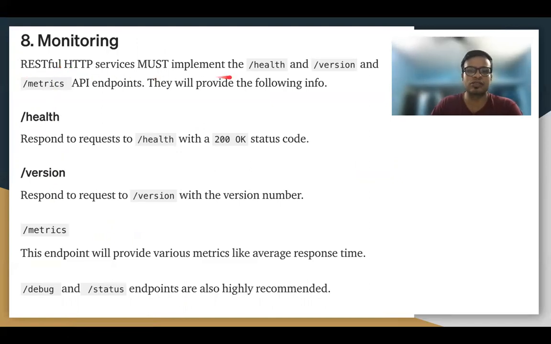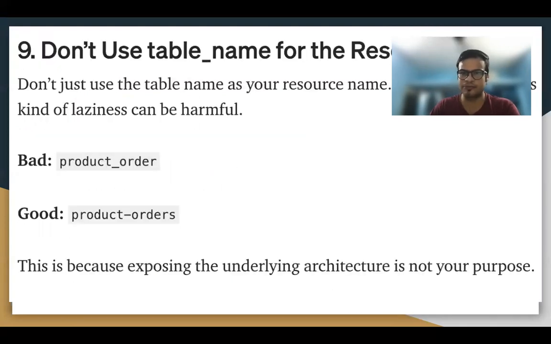So how will you monitor? You must implement health, version, or metrics. Health gives you a 200 OK code. Version will give you the version number of the API, and metrics will give you the average response time. Debug and status endpoints are also highly recommended. However, if you are doing it for the first time, there is no need to take care of everything. You can do without these things, but in the longer run, it's good.